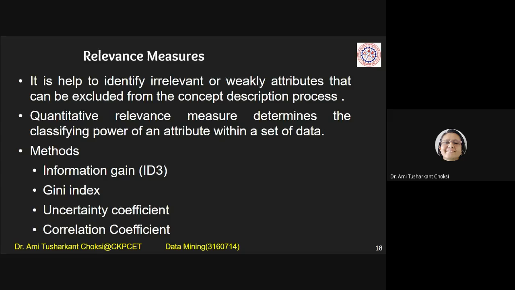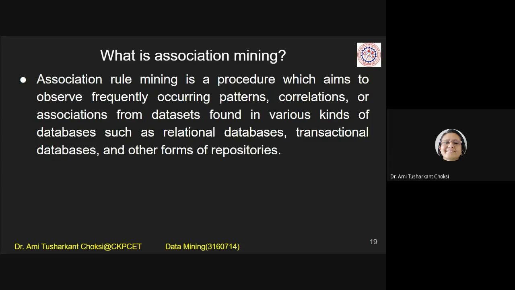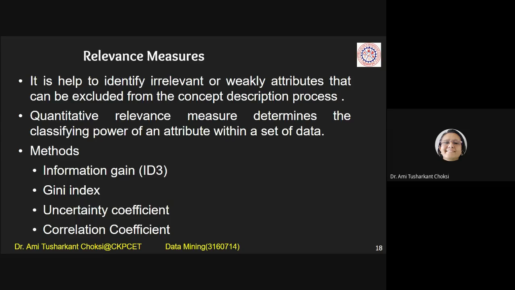So now we want to learn what is association mining. You can say, ma'am, here you have said a few concepts: information gain, Gini index, uncertainty coefficient, correlation coefficient, but you haven't talked about them. That we'll study when we see classification, right?